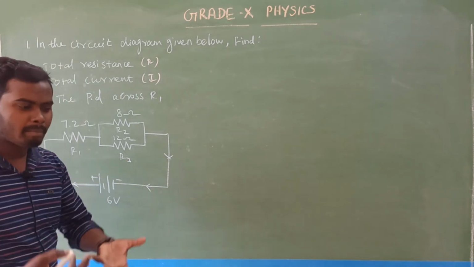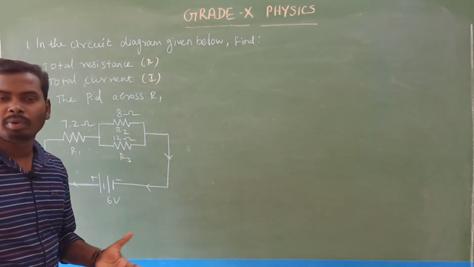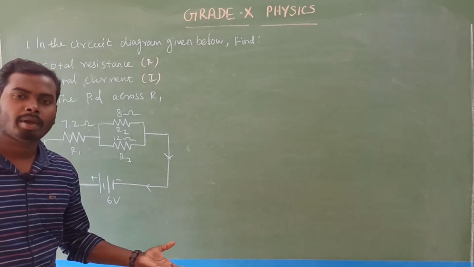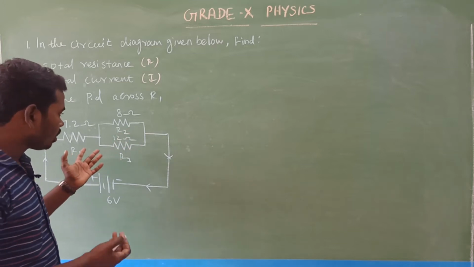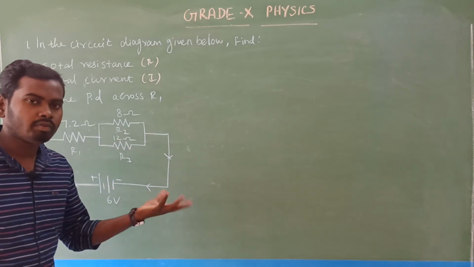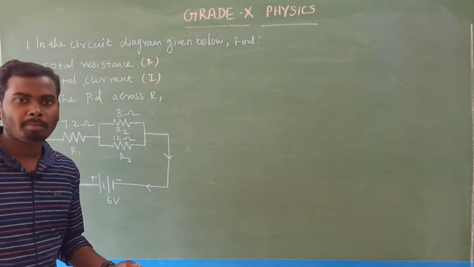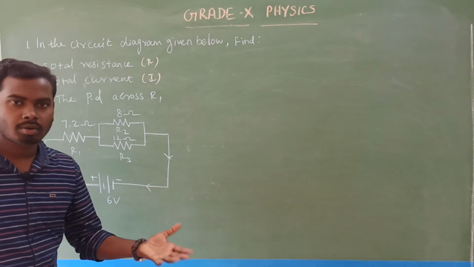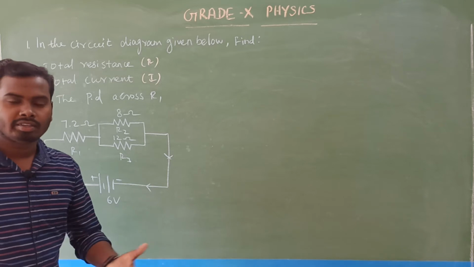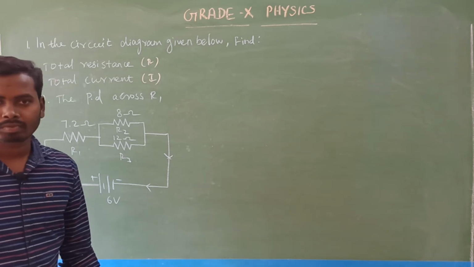Two circuits are combined in a single numerical, sir. How can we make this? We can make it easily. The question looks very hard, but it's very easy. Just simple mathematical calculations are there, for example addition, division, multiplication, subtraction, and LCM. That's all. Very easy.